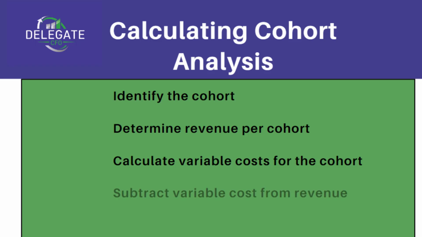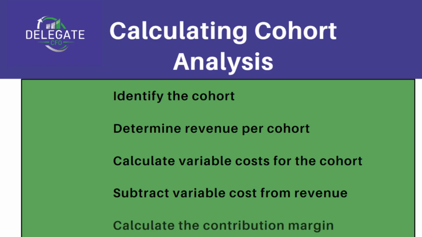Four, obviously subtract the variable cost from the revenue. And then five, you'll calculate the contribution margin. So you'll take that margin, divide it back into the revenue, and get the percentage. Now make sure you do that percentage calculation, because just looking at a base number of here's the net revenue you have sometimes is not as indicative as to what you want to really analyze.